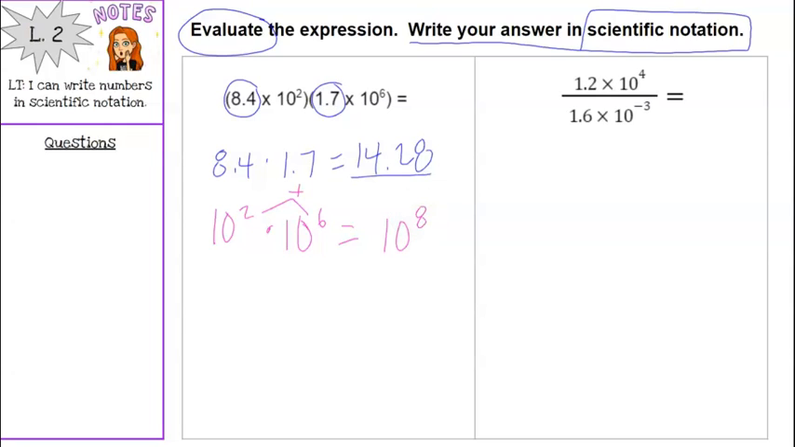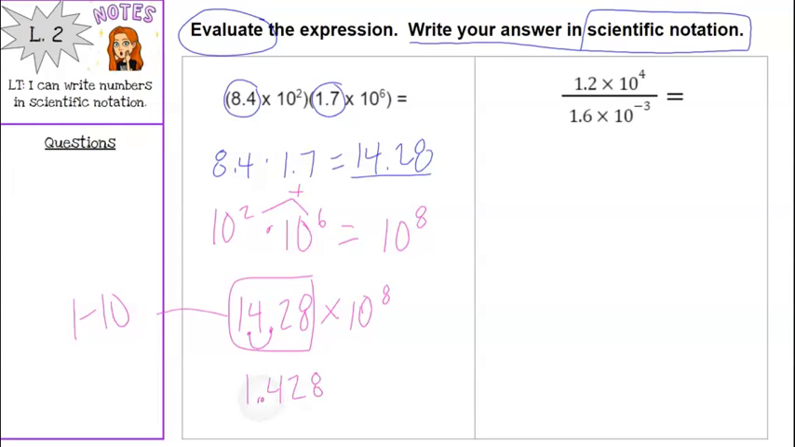And then I just write it out in scientific notation form. So we have 14.28 times 10 to the 8th power. Now, we always have to check and make sure our number's in scientific notation, which means this number has to be between 1 and 10. If it is not, we have to do a little change. Since it's not between 1 and 10, we have to move this decimal point over to make it a number between 1 and 10.